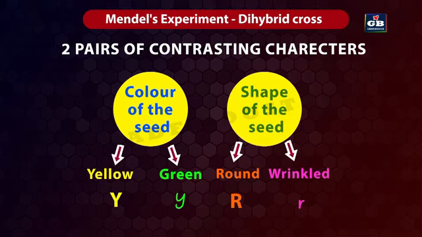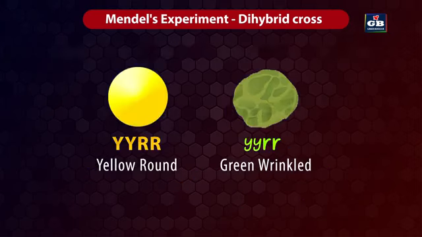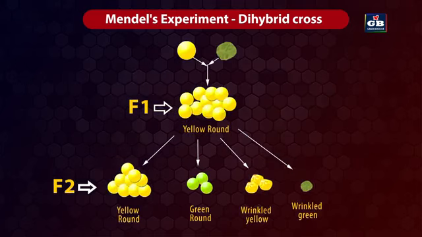Now let us see the dihybrid cross in pea plants. In dihybrid cross, we consider two pairs of contrasting characters. Mendel crossed a pure breed of round yellow seeds with a pure breed of green wrinkled seeds. In F1 generation, Mendel got all round yellow seed plants. All of them are heterozygous round and yellow.